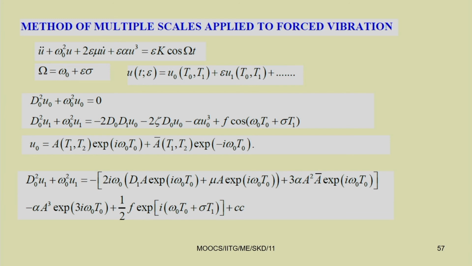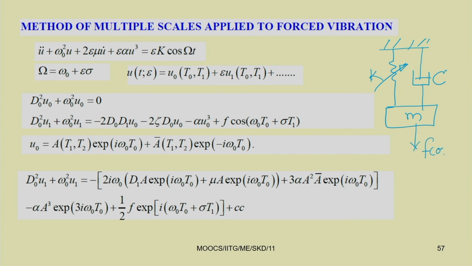In case of forced vibration, let us take a spring mass damper system. So, we have a spring mass damper system subjected to some forcing. So, this is the mass, this is the spring, and we have taken the spring to be nonlinear. This is the damping C, this is mass m, and it is subjected to a force of the type F cos omega t.